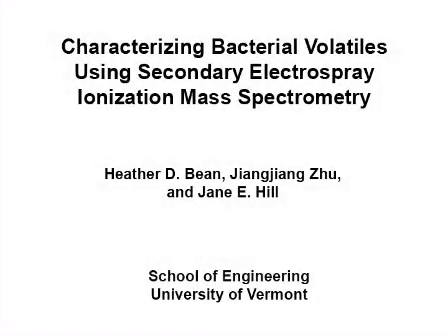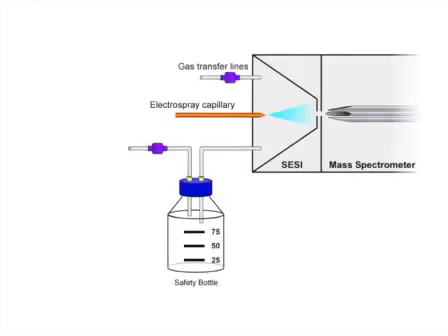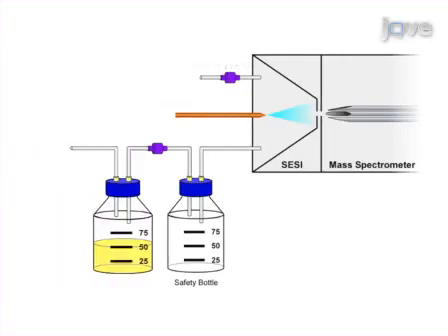Secondary electrospray ionization mass spectrometry, or SESI-MS, enables the analysis of bacterial volatiles without the requirement of any sample pretreatment. The headspace of the bacterial culture is displaced by carbon dioxide into the SESI reaction chamber. As the volatiles traverse the SESI reaction chamber, they pass through the electrospray cloud and become ionized. Once ionized, the volatiles are pulled into the mass spectrometer for analysis.